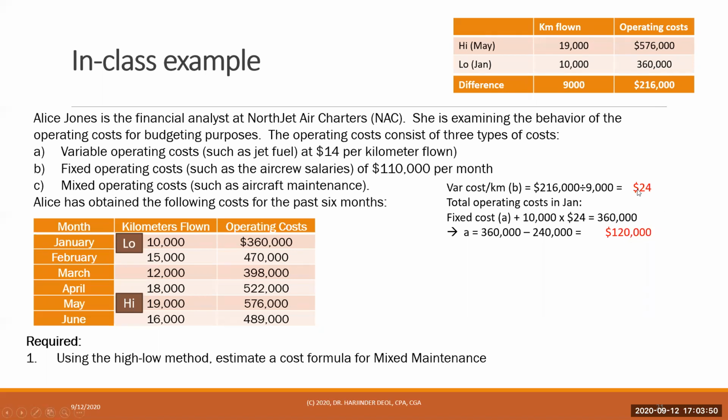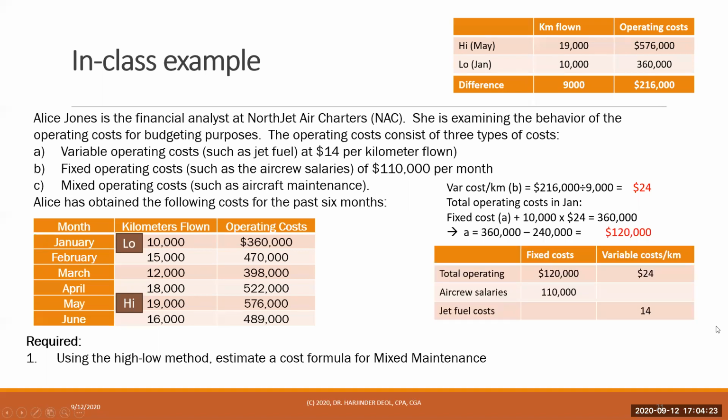And $24 per kilometer is the total variable cost, which includes the cost of jet fuel. The $120,000 fixed cost includes the aircrew salaries of $110,000. So we were asked to estimate a cost formula for the maintenance cost, which was the mixed cost. So these are not certainly our components of the cost formula for mixed maintenance.